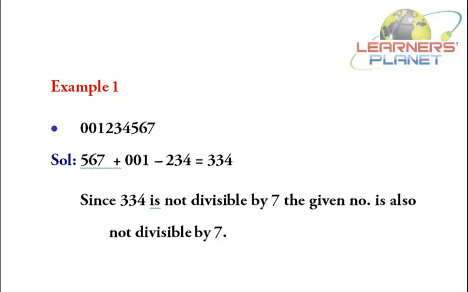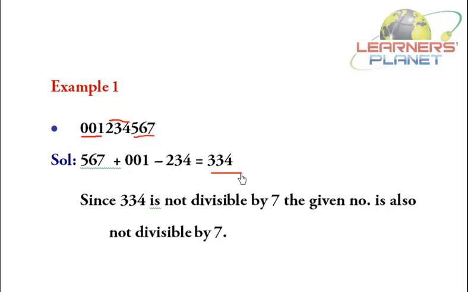In this case we have the number 1234567. As we have seen in the explanation, we make sets of 3 starting from the units place. So one set is 567, the other set is 234, and the number 1 is left, so we put 2 zeros to make it a set of 3. Now we have to add the alternate sets and subtract the remaining sets of 3. Now 567 plus 1 minus 234, we get 334.